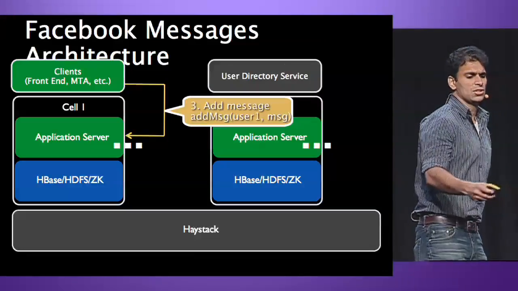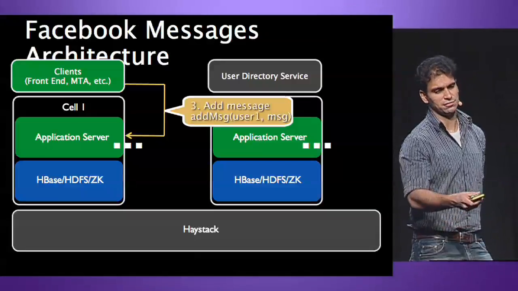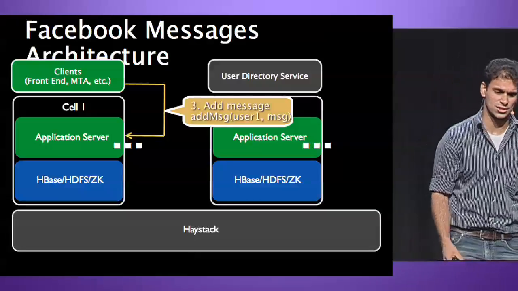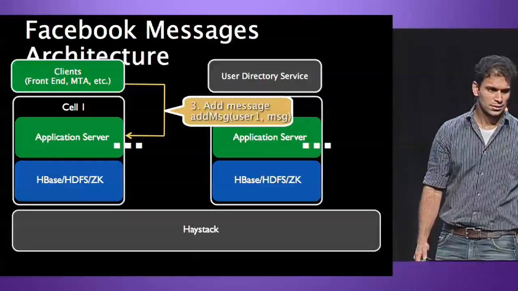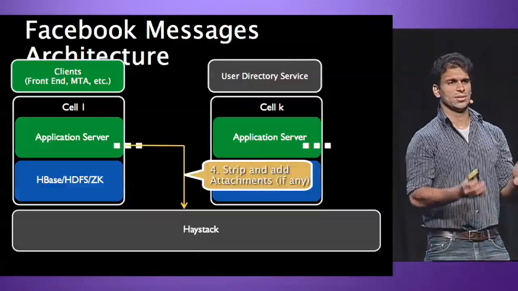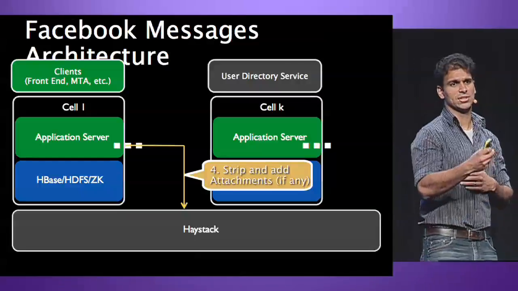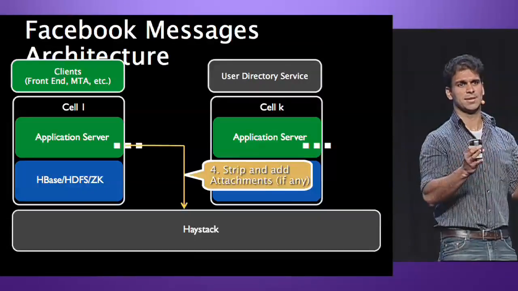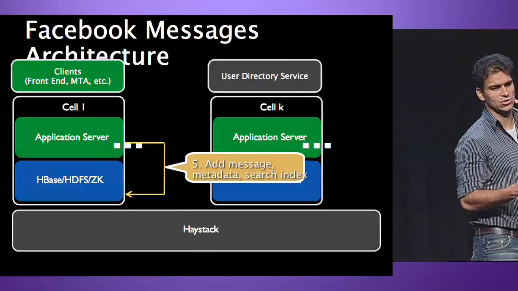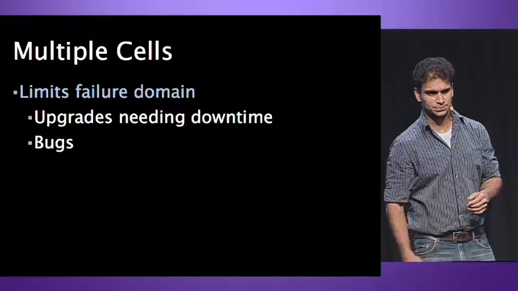Having gotten the cell, the client goes and talks to the exact application server, if it can find it. Otherwise, it talks to any random application server, which forwards it to the correct application server in order to add the message. The application server deals with all the business logic. So if the message had an attachment or a very large amount of data, it actually strips that out, puts it in Haystack, stubs out a handle, puts it back in the message, and writes that into HBase. So HBase then stores the actual metadata, the message, if it's not too big, and the search index.